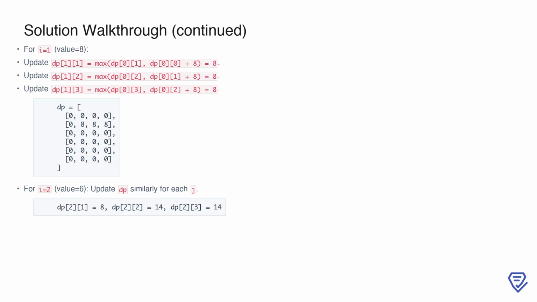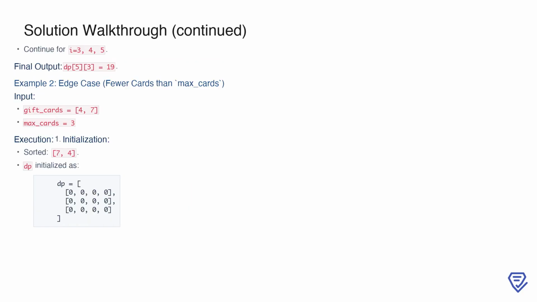Next, for the second card, which has a value of 6, we calculate the maximum possible values for each limit of cards. For example, DP[2][1] remains 8, as it's better to keep the first card. For DP[2][2], we add the second card to achieve a total value of 14, and for DP[2][3], the value remains 14, as adding more cards hasn't improved the sum yet. These updates ensure that the table tracks the optimal choices up to this point.